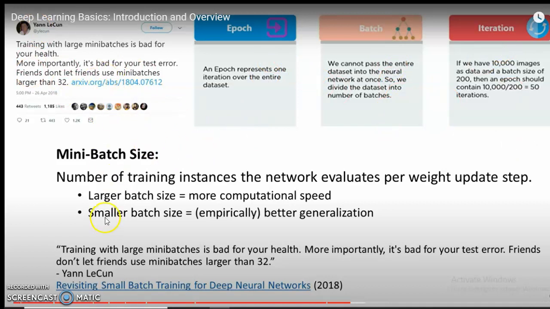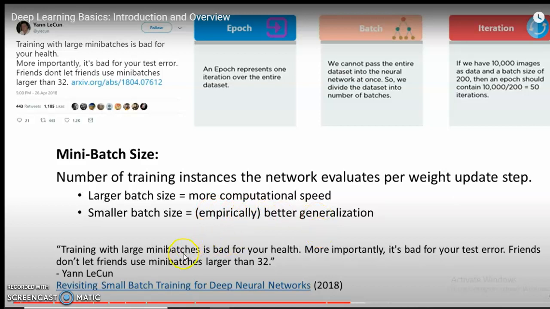Among these, mini batch size is the number of training instances the network evaluates per weight update step. Larger batch size gives more computational speed, while smaller batch size gives empirically better generalization.